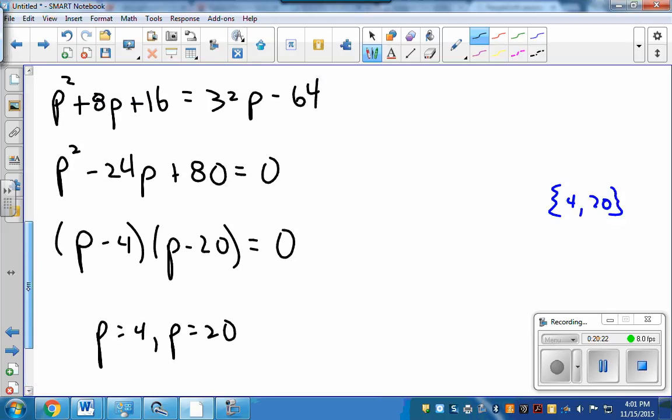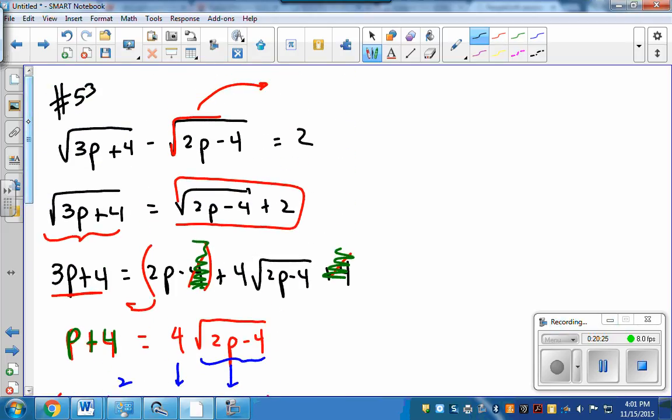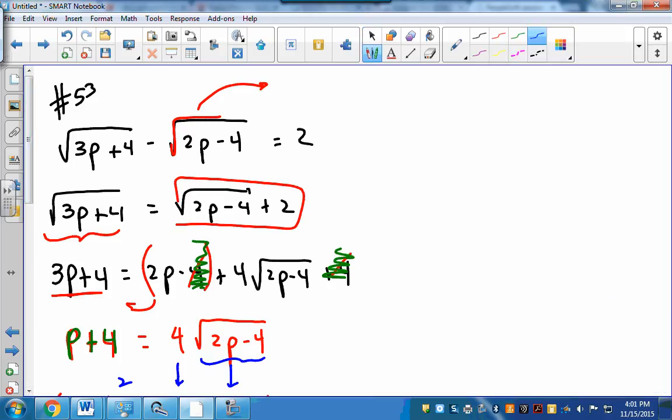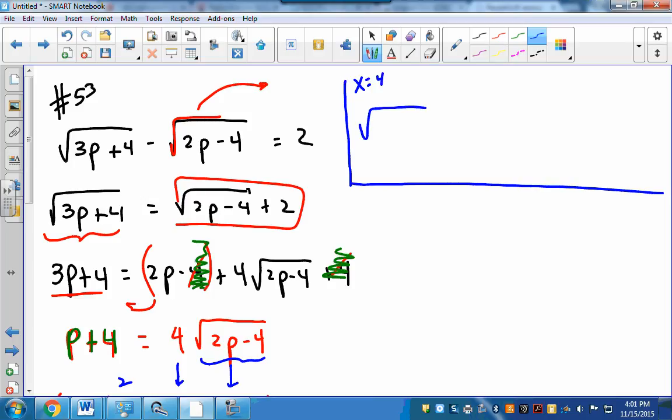Now, this was a long problem, but we do have to go back and check. So we've got to go back to the original. And let me go ahead and check the number 4 first. So this is the check for x is equal to 4. So we're going to be putting 4 into P. Well, let's see. 3 times 4 is 12, and 12 plus 4 is 16. And then we're putting 4 into here. So 2 times 4 is 8. 8 take away 4 is 4. And that's supposed to be equal to 2. So let's see, this is 4 minus 2 does equal 2. Yep, it does. So that's a good solution.